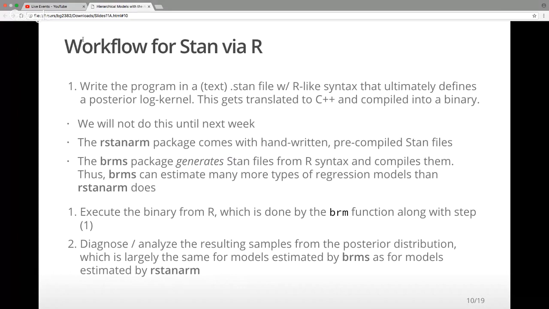What rstanarm does is it comes with Stan programs that are written by hand, and they're compiled into executables on CRAN, and at least if you have Mac or Windows, then you can just download those precompiled models from the rstanarm package, and they're ready to run. So what BRMS does, which is another R package, is generate Stan files in the temporary directory from the R syntax that you give it, compile them, and then draw from their posterior distribution.